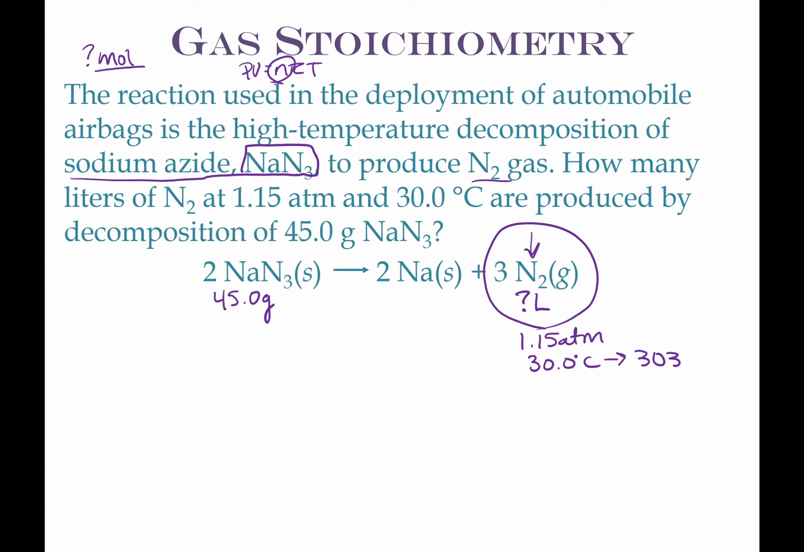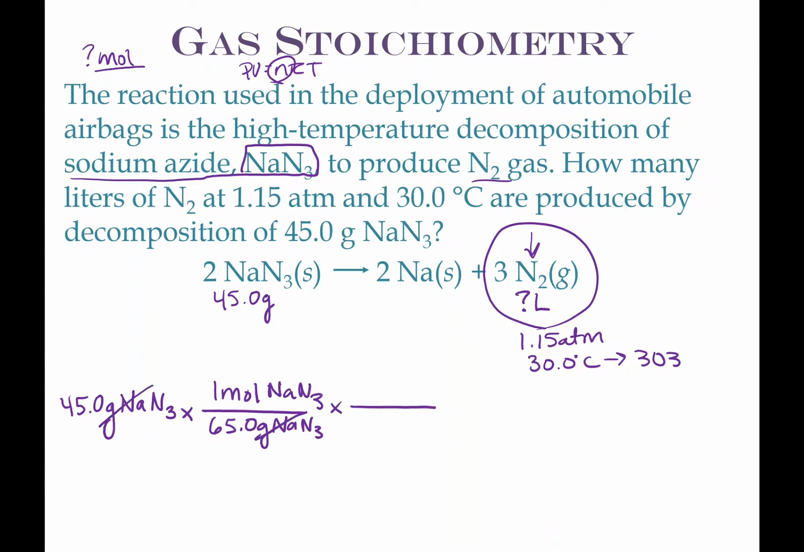Okay, so let's start. So we have our information here. We need 45.0 grams of sodium azide. We want to know how many grams per mole. So we're going to look at the periodic table. We're going to add it up and find out that that's 65 grams. So nothing different here. We've done this a ton, right? Just using molar mass to convert to moles of sodium azide. So grams cancel. We're now in moles.